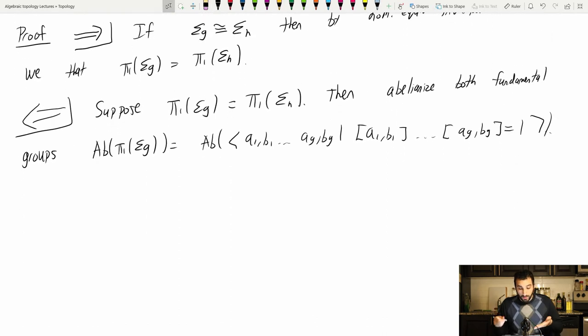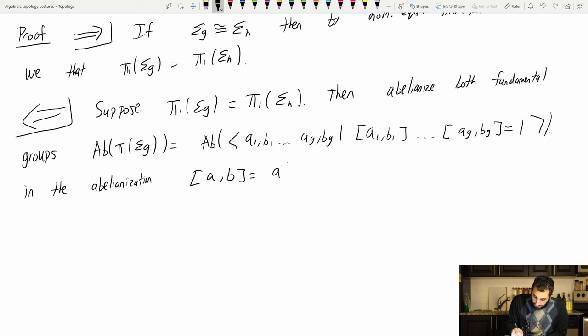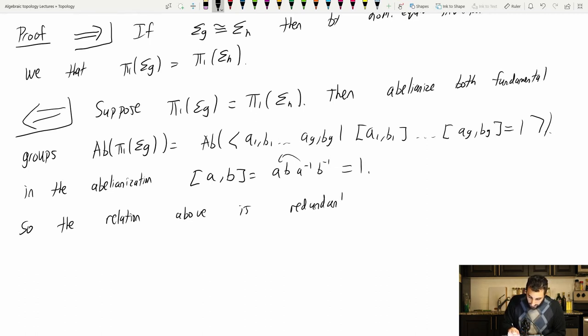So I'm going to abelianize this group, right? Now, in the abelianization, that means I make everything commute. What is the commutator of A and B? Well, this is AB, A inverse, B inverse. But if I can commute these past each other, then the A will cancel with the A inverse and the B will cancel with the B inverse. So this is just trivial. And so that whole relation is completely redundant. So the relation above is redundant. And so this group has no relations beyond the fact that it is abelian generated by 2G generators. So the abelianization of pi 1 of sigma G is equal to Z to the 2G.